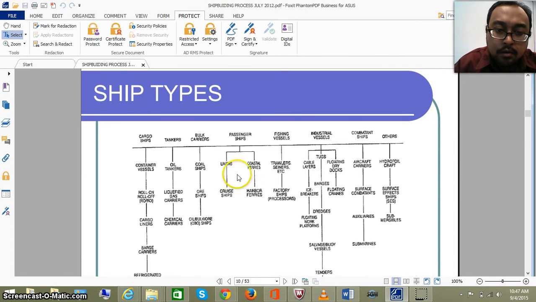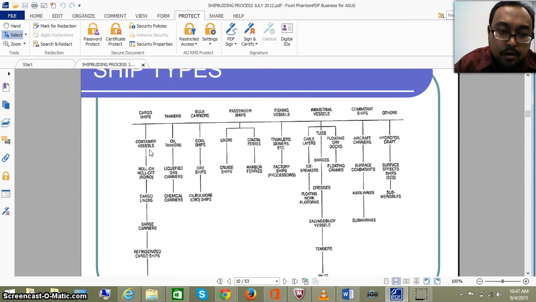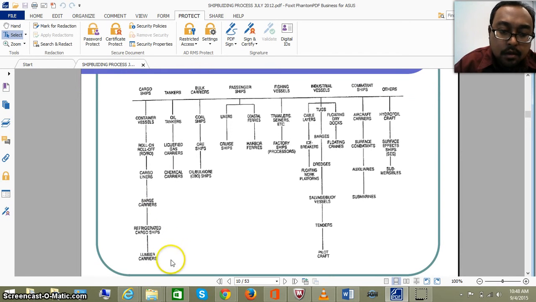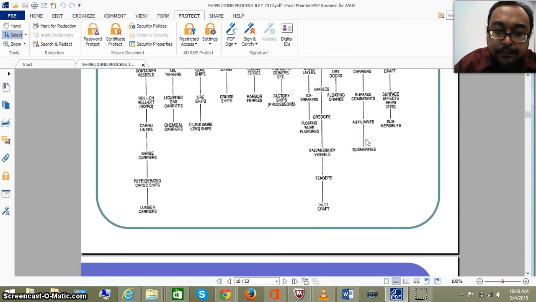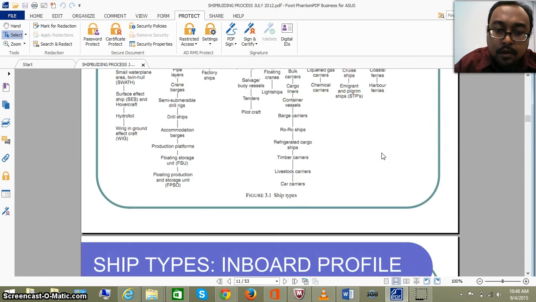Here we look at the main categories of the ship, and then for each category we have the subcategories or types of ships under that category. For example, cargo ships is the main title. Under cargo ships we have container vessels, ro-ro, cargo liners, barge carriers, refrigerated cargo ships, and lumber carriers. And you can look at other main categories such as tankers, bulk carriers, passenger ships, fishing vessels, industrial vessels, combatant, and others. So refer to these diagrams.